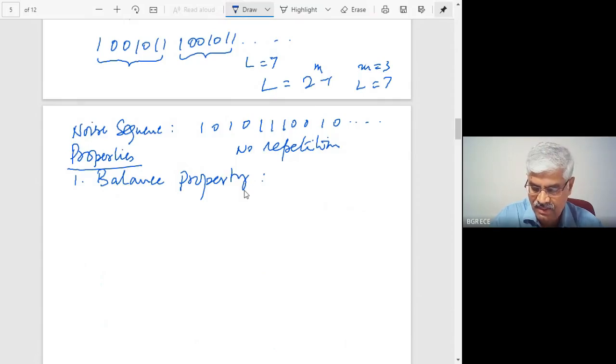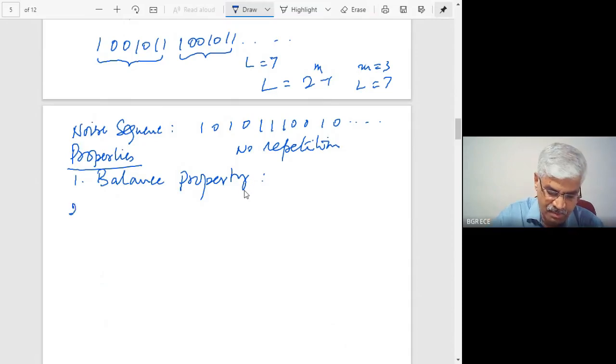So you take a random sequence with a large number of ones; there is one property it satisfies. This small sequence which is generated by us also satisfies that property. So it satisfies the balance property. Therefore, one of the qualifications for it to be called a random sequence is satisfied.